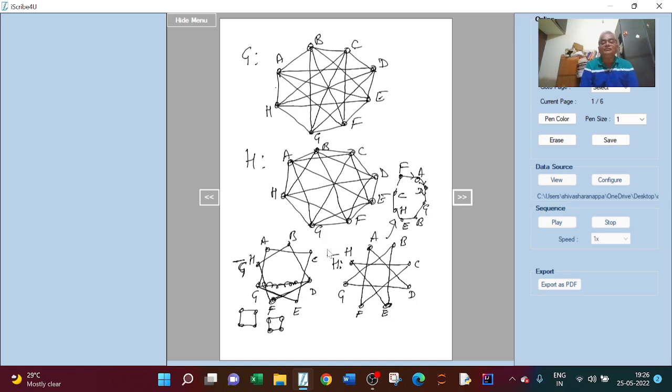So G bar is not isomorphic to H bar. Therefore, G is not isomorphic to H. So here we write G bar is not isomorphic to H bar. Therefore, we can write G is not isomorphic to H. Okay. Thank you. I will stop here.